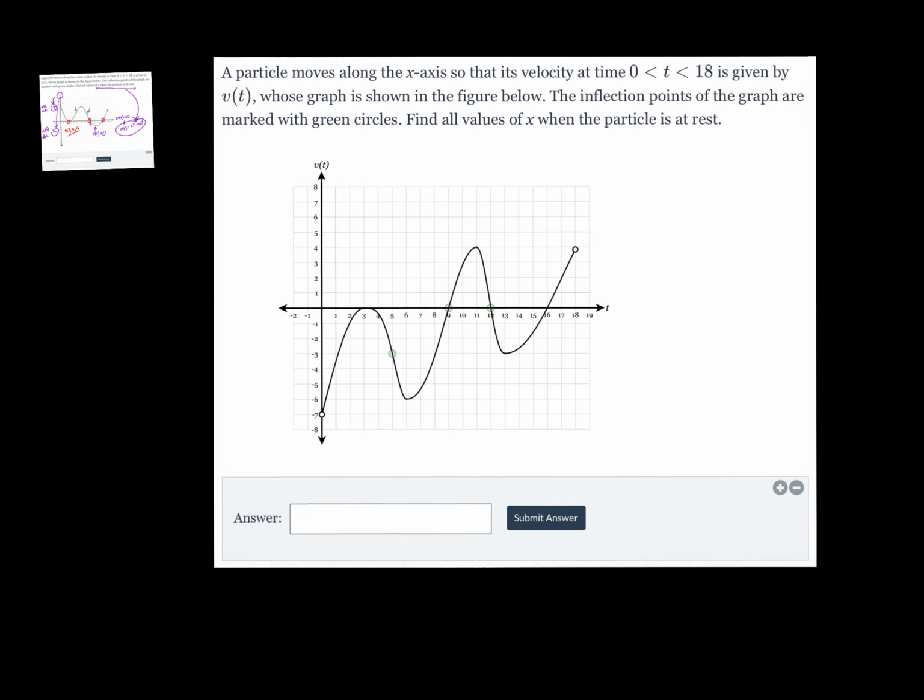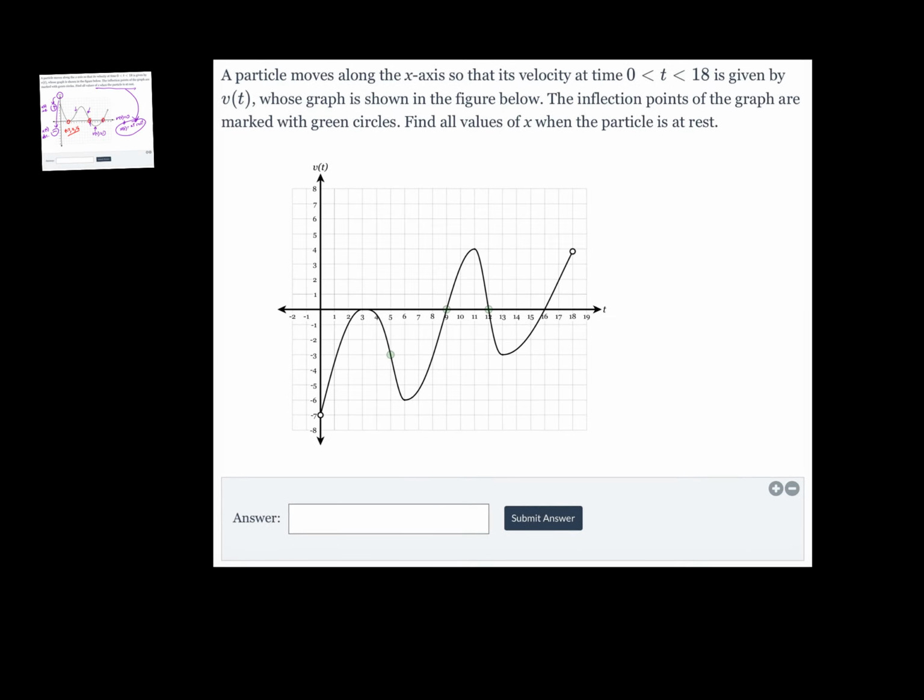Let's take a look at another one. Particle is moving along the x-axis, and again, we have the velocity function. Be mindful of that. Here is our positive velocity and our negative velocity. We know the inflection points. All right, remember the last one they threw us off with the inflection points. Maybe this will help. Let's see what we're given, what we have to find. Find all x, same question, different graph. They're trying to throw you off with those inflection points.